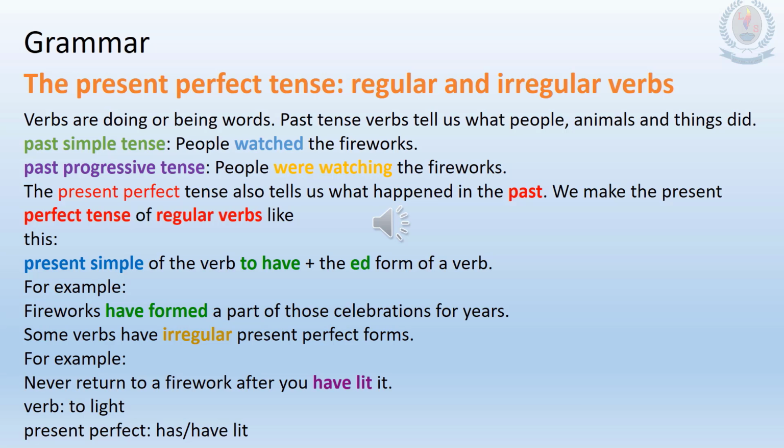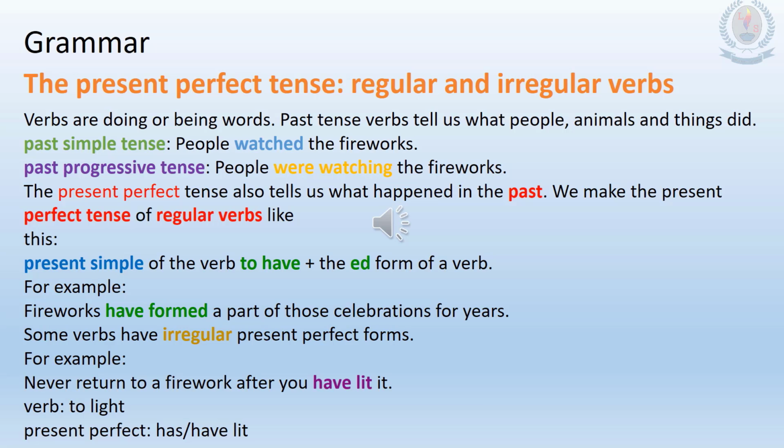Present perfect tense, regular and irregular verbs. Verbs are doing or being words. Past tense verbs tell us what people, animals and things did. Past simple tense: people watched the fireworks. Past progressive tense: people were watching the fireworks.